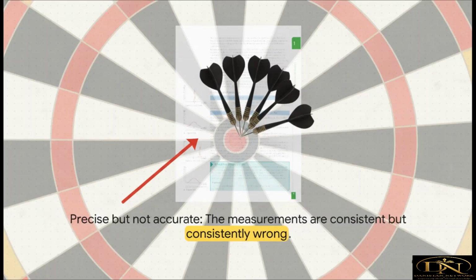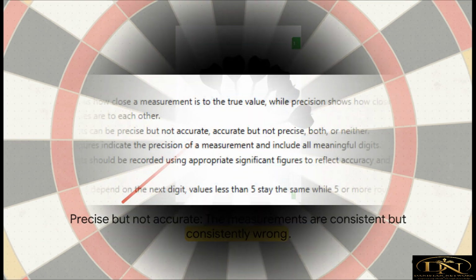Now look at this. These darts are in a beautiful, tight little group. That is fantastic precision. But there's a big problem, isn't there? The entire cluster is way off, in the wrong part of the board. You are being consistently wrong. This usually points to something called a systematic error. Maybe your measuring tape is off, or your method is flawed. You're getting the same wrong answer over and over again.